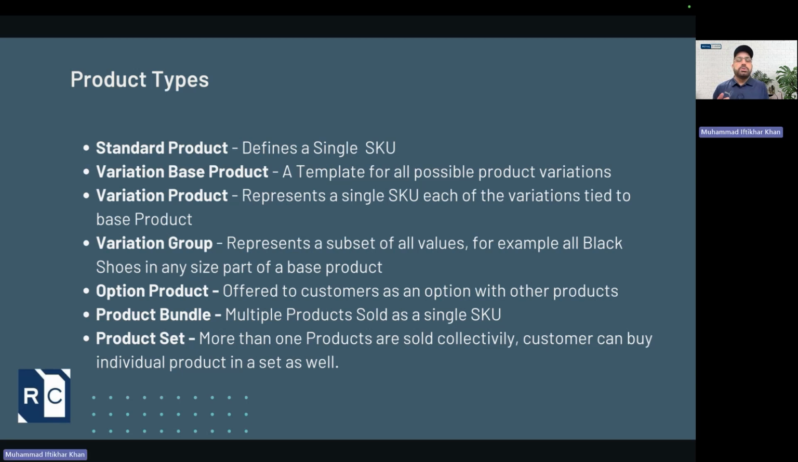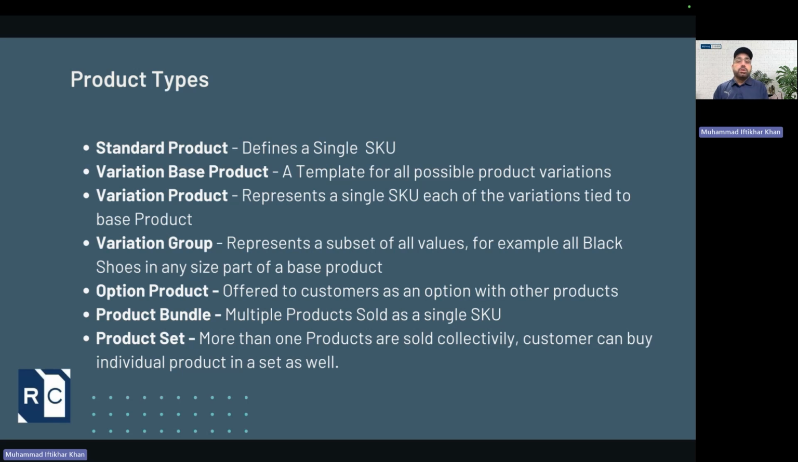These variation groups you can create within your variations to create groups of a particular value. Like for example, here we talk about all black shoes of any size. Similarly, you can create product options in the Business Manager.